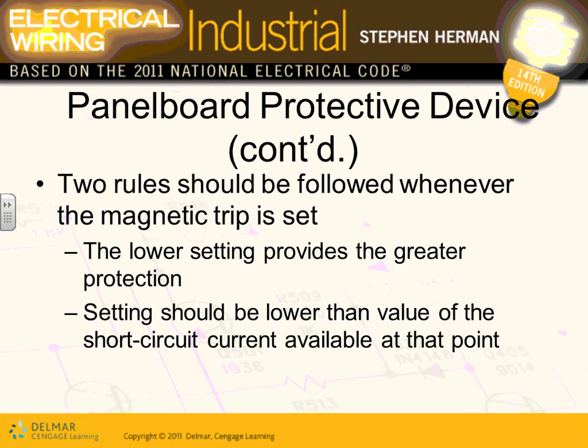When you set it, there's something called magnetic trip. Magnetic trip, guys, is the short circuit part of the circuit breaker. Here's the rule for the magnetic trip: the lower the setting, the more protection you have. And it should be lower than the value of the short circuit available at that point.